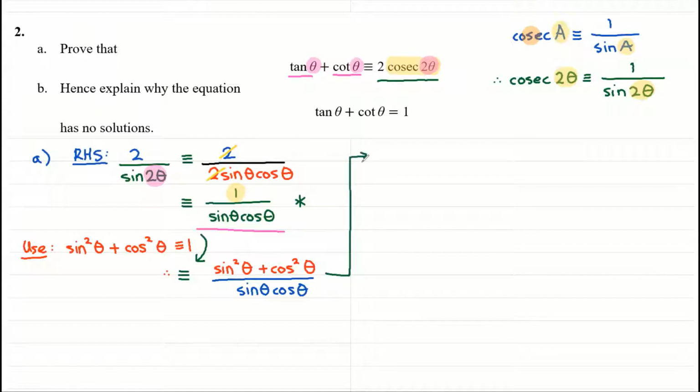This is promising. So I've got one thing off my wish list. I'm going to have the two terms at least. They're fractions, but at least I've got two terms. So we're going to have sine squared theta over sine theta cos theta, like that. And we're also going to have cos squared theta over sine theta cos theta.